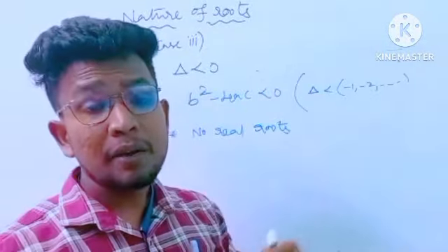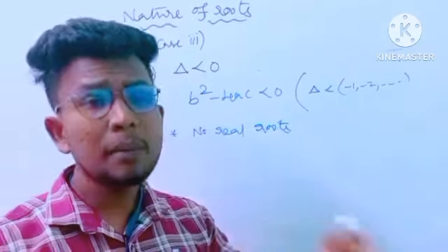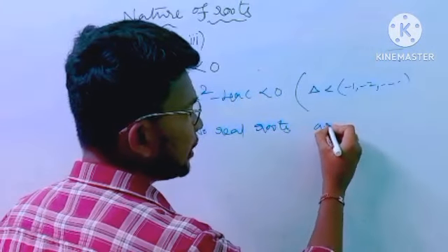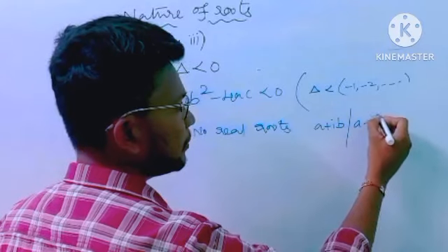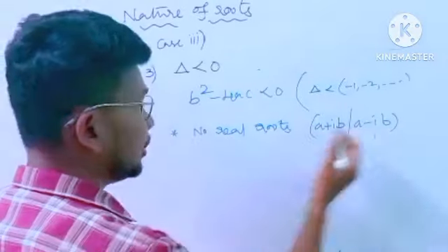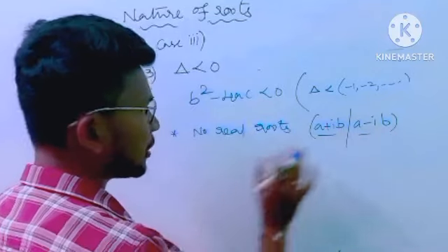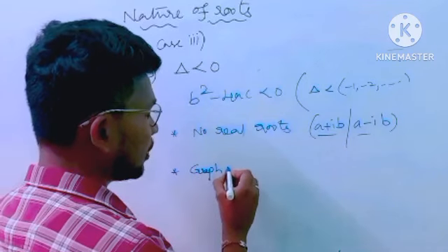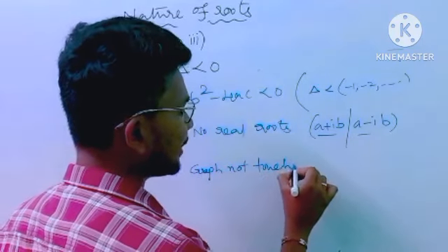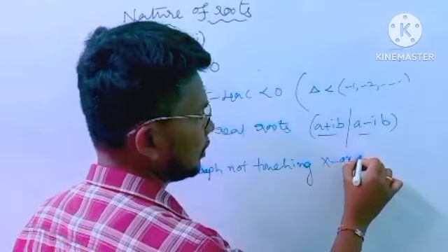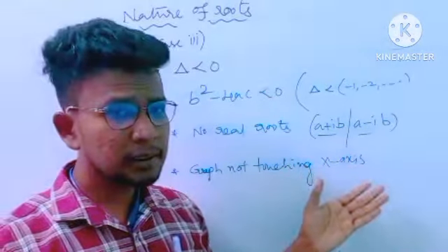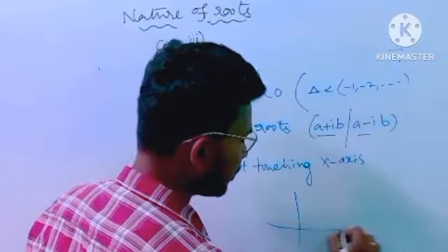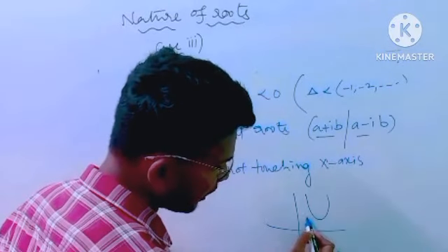Now, after discussing complex numbers, the roots will be complex conjugates of each other. Complex conjugate means a plus ib or a minus ib. This is the formula for the given problem. Now the graph is not touching the x-axis. That means the graph looks like this. The graph is not touching like this.